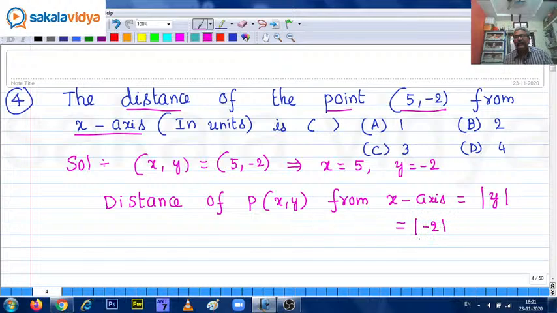Yes, you get positive only. 2 units. So this is the importance of the modulus. Otherwise, if you won't write the modulus, you will get -2. Distance cannot be measured in negative sense. So mod need to be written. That's very important criteria. So 2 units. So B is the right answer. So have you understood this question? I think you might have.